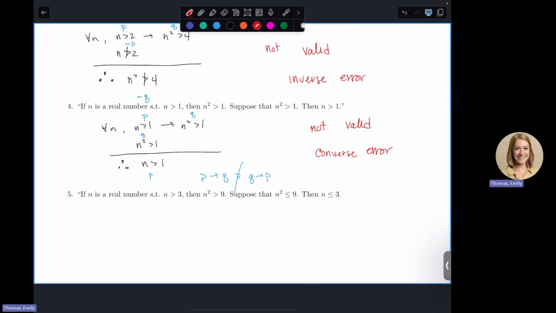Okay, if n is a real number such that n is greater than 3, then n squared is greater than 9. Suppose that n squared is less than or equal to 9, then n is less than or equal to 3. So for all real numbers n, n greater than 3 implies that n squared is greater than 9. Everybody good with premise 1? What is premise 2? Yeah, n squared is not greater than 9 because it's less than or equal to, right?